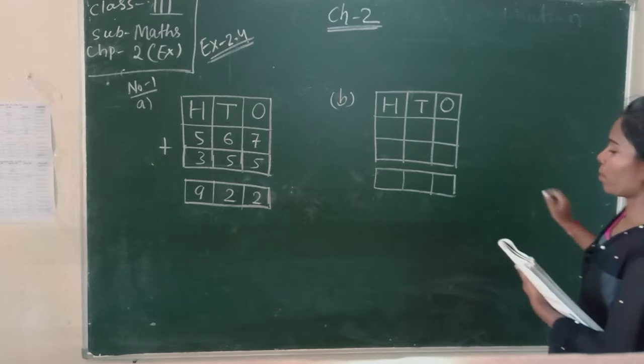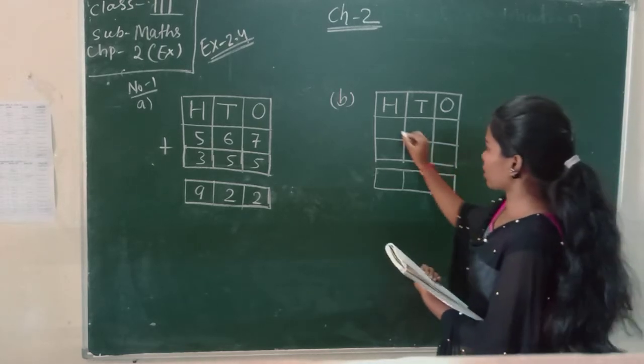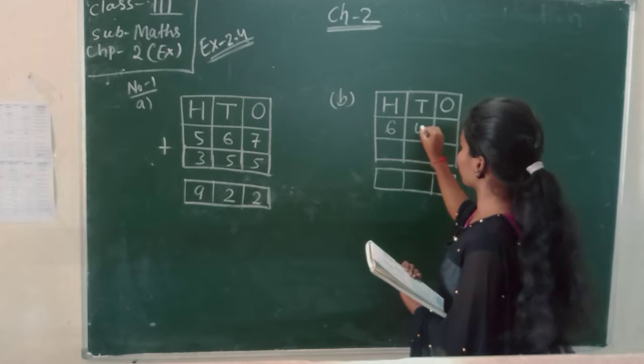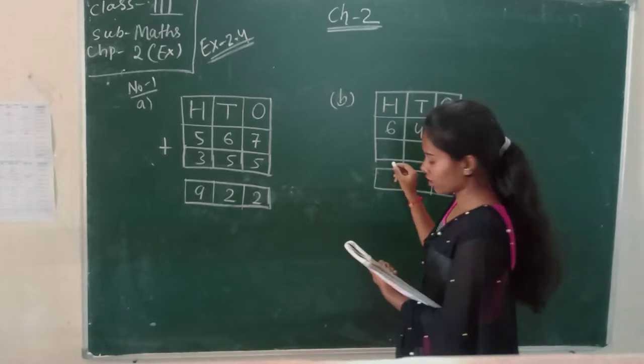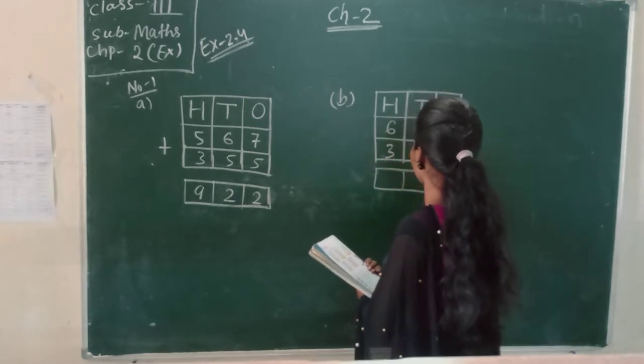Okay? Next come to your B number. Here the numbers are 643 and the other number is 349. Now add this.